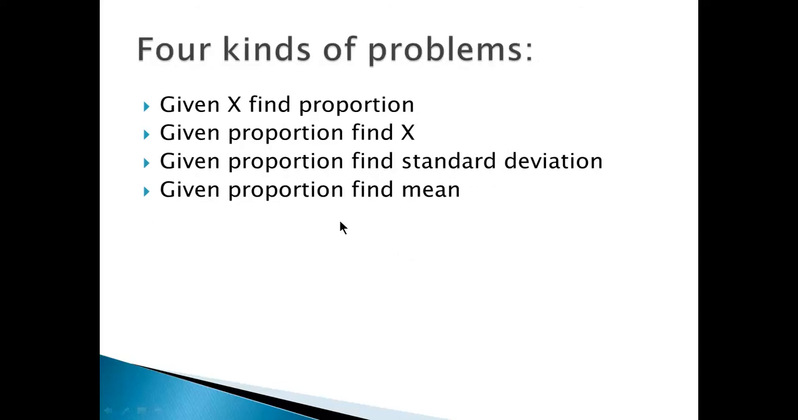There are four basic kinds of problems. Given an x, find a proportion or percentage. Given a proportion, find an x. Given a proportion, find the standard deviation, and one we haven't done in this screencast, given a proportion, find the mean. You'll find an example of all four of these kinds of problems in another screencast on our site called 4 Example Problems or something like that.